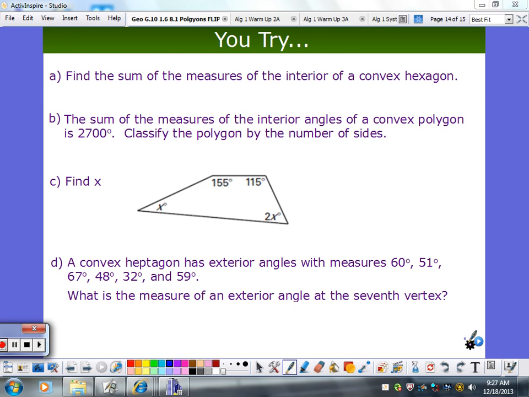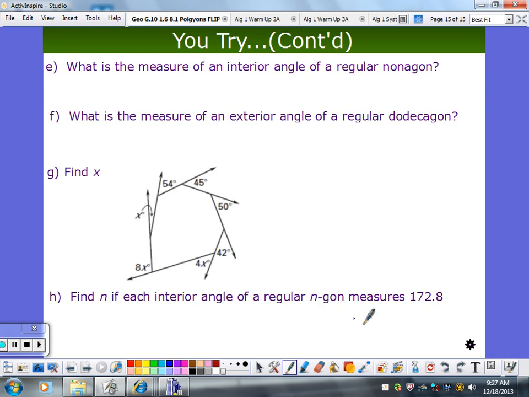Okay, let's see how we did on these few tries. I'll put up answers. If there's one you wanted to go over, we can do that. 720, 17, x equals 30, and 43. All right. Questions on A, B, C, or D? No? Okay. Let's try these guys, E, F, G, H.